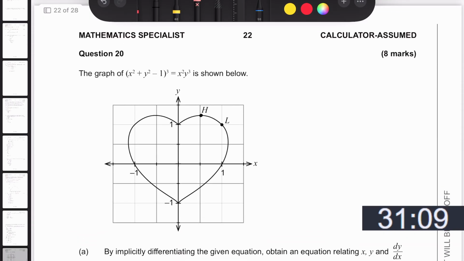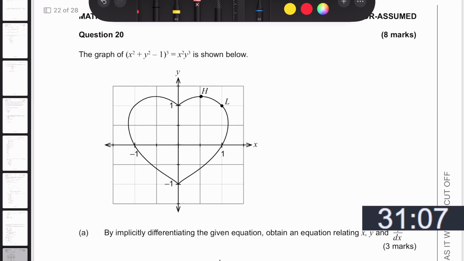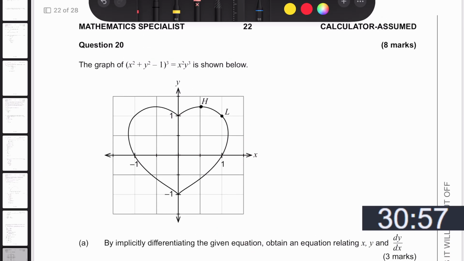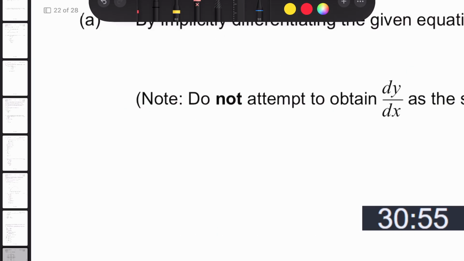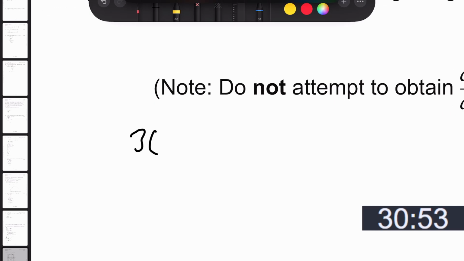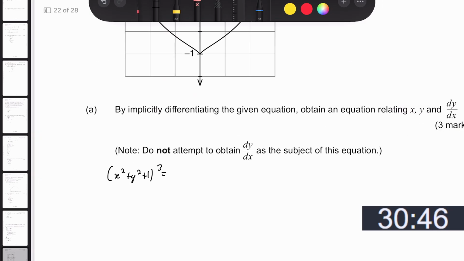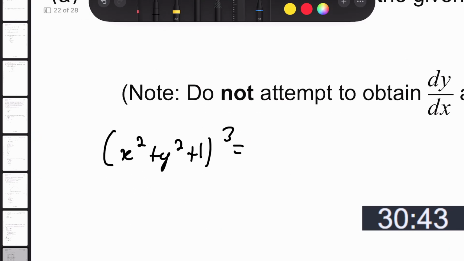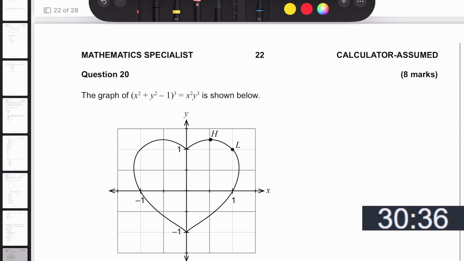Alright, the graph of that is shown below. By implicitly differentiating, obtain the equation. Do not attempt to obtain. Is that a challenge? No, I'm joking. Okay, by implicitly differentiating to give the equation, so I'm going to have 3 times. Actually, I always write the full thing. So I think it was x squared plus y squared plus 1 to the power of 3, minus 1. It's going to be equal to x squared y^3.